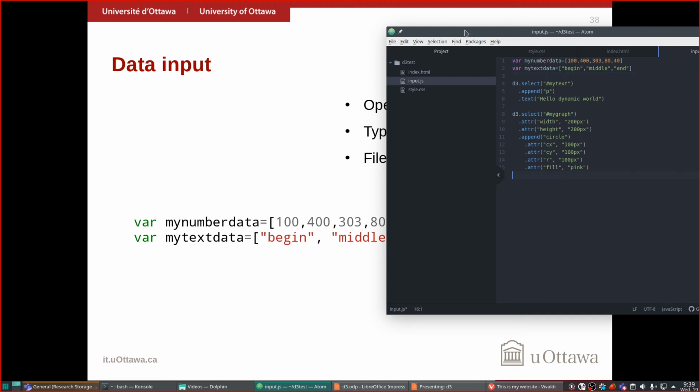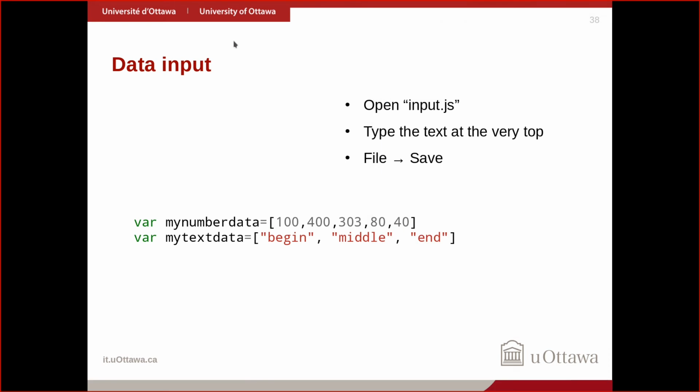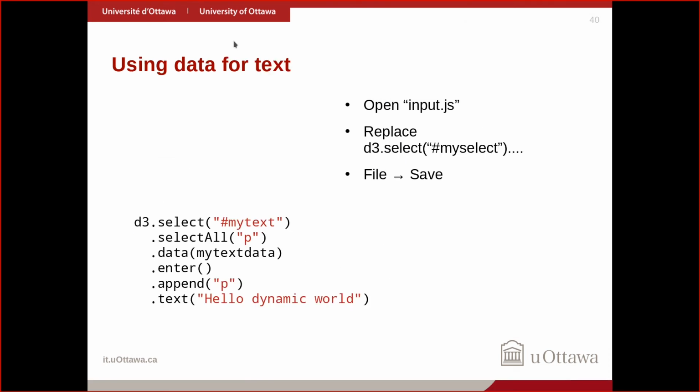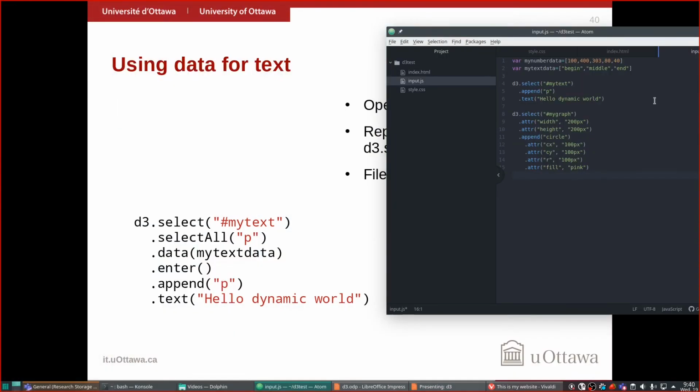Okay. So now we have some data that we can play with. And that's what I said, so that's good. And now we're going to use that data. So we're going to go back to our input file. We have the select my text here, and we used to have append p, and we said hello dynamic world, but we're going to change that.